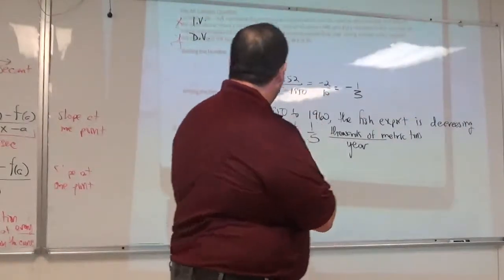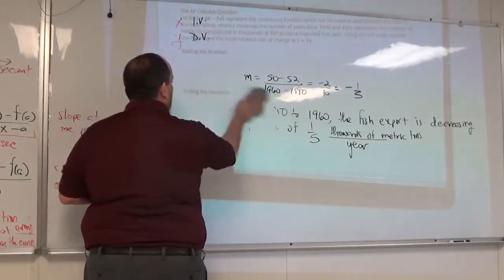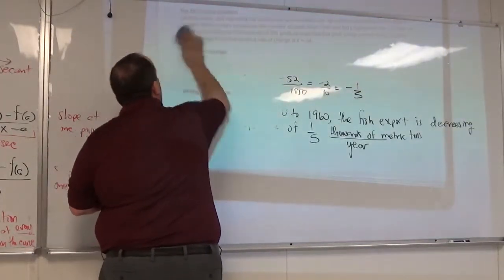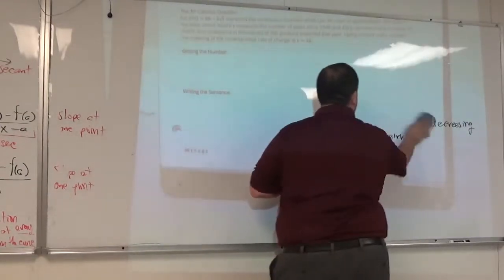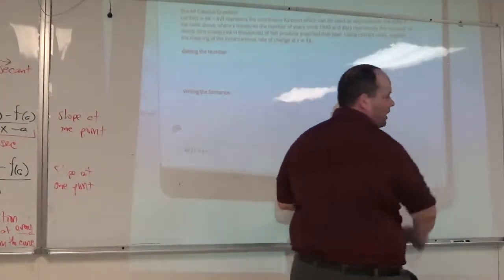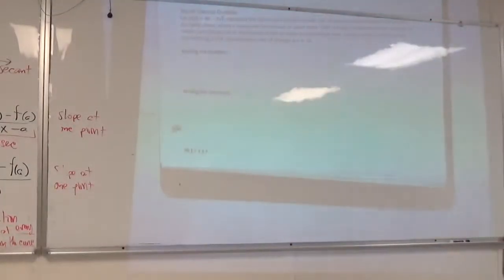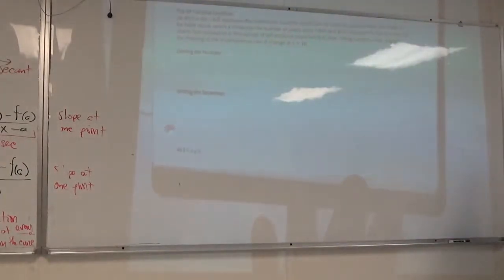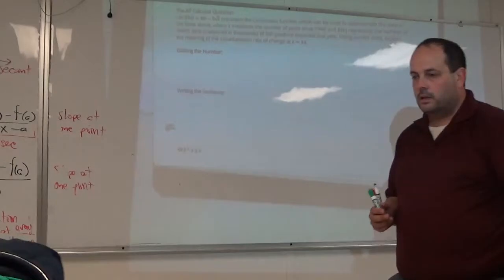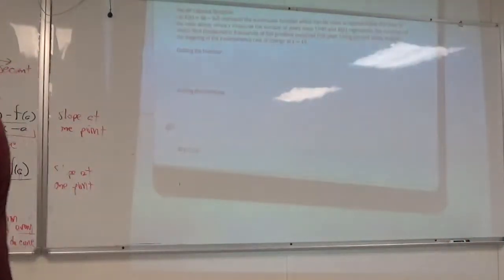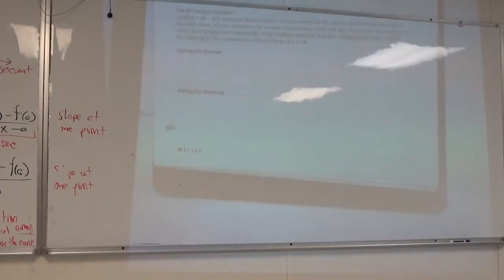Can you read the introduction there? Let f of t equal 60 minus 3 square root of t, representing the continuous function which can be used to approximate the data in the table above, where t measures the number of years since 1940 and f of t represents the number of metric tons, measured in thousands, of fish exported that year. Using correct units, explain the meaning of the instantaneous rate of change at t equals 16. Perfect, Juan, thank you so much.